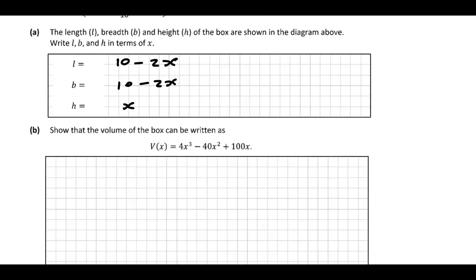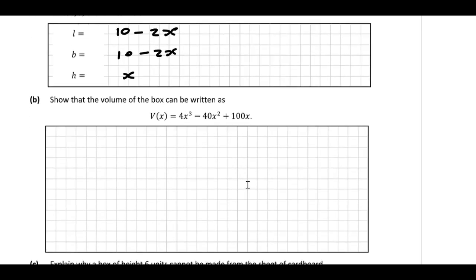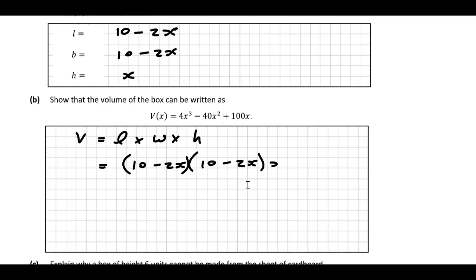We've got to work out the volume of the box. We've got to show that the volume of the box can be written like this. So the volume of a box is just going to be length times width times height. So that's 10 minus 2x times 10 minus 2x times x. Let's do the two brackets first. 10 times 10, 100. 10 times minus 2x, minus 20x. This one here, another minus 20x. And then these two here, plus 4x squared.